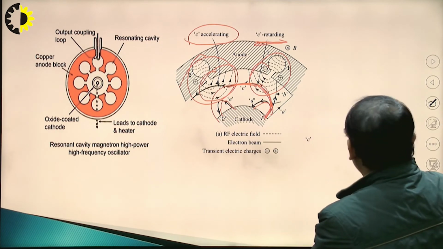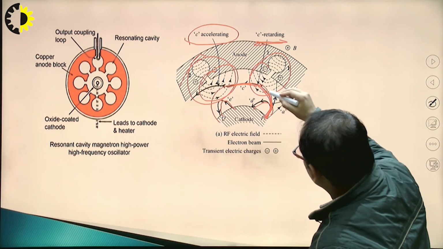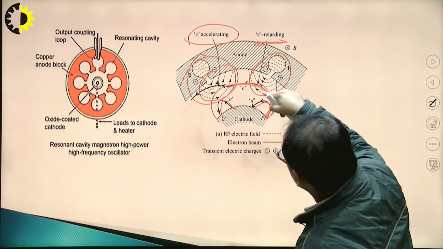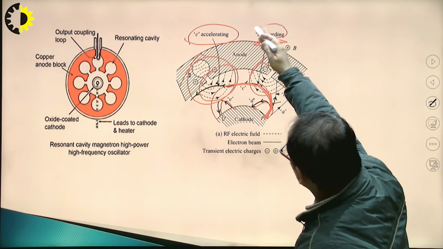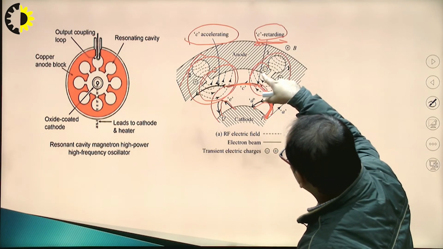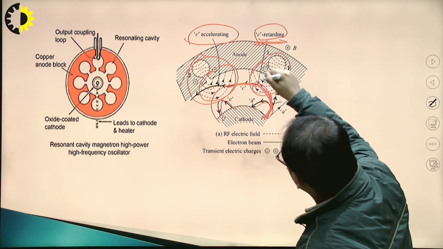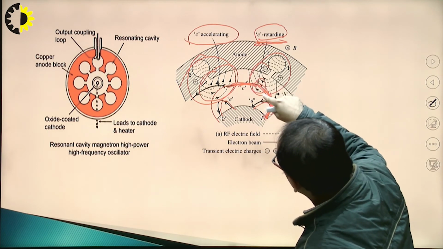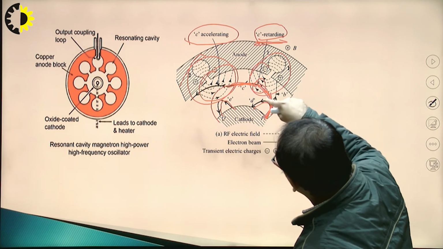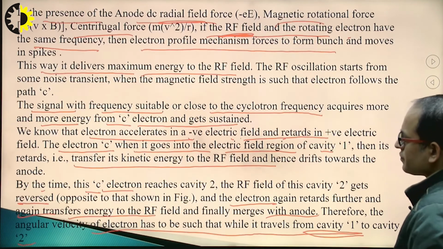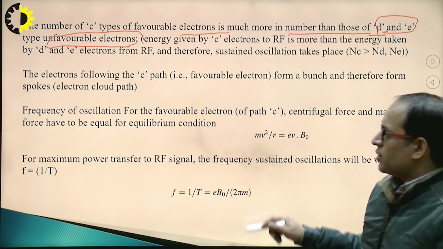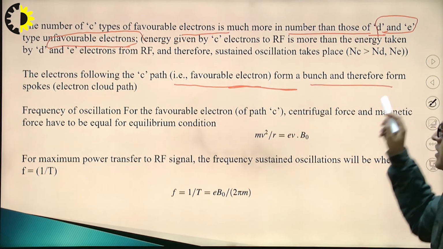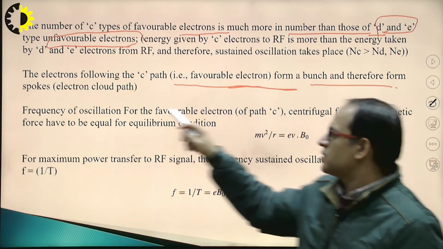See, again you will see that the electron is initially accelerating. Now, after the initial acceleration, it interacts with the negative side, and now it will decelerate. Again the path goes on, and during this interaction, the electron energy is transferred to the RF field. So electrons following a C path, the favorable electrons, form a bunch and therefore form spokes.